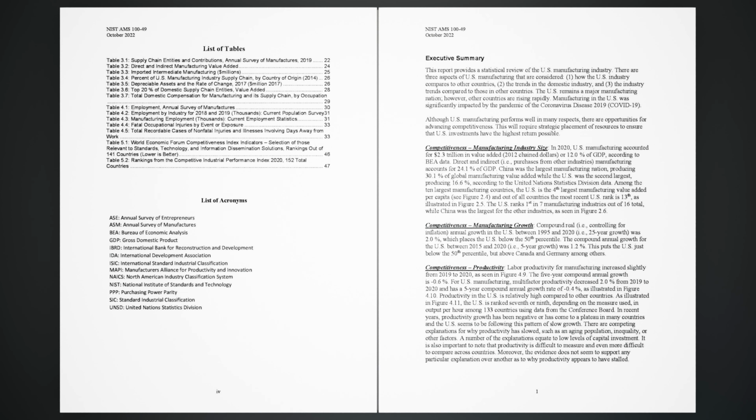Executive Summary. This report provides a statistical review of the U.S. manufacturing industry. There are three aspects of U.S. manufacturing that are considered. 1. How the U.S. industry compares to other countries. 2. The trends in the domestic industry, and 3. The industry trends compared to those in other countries.